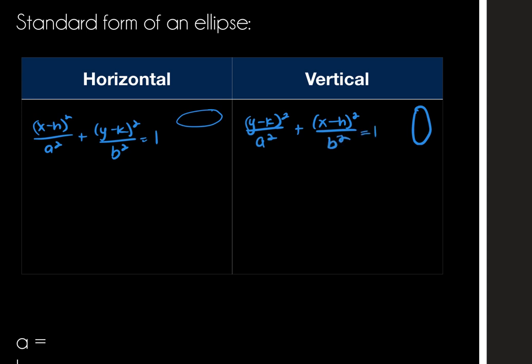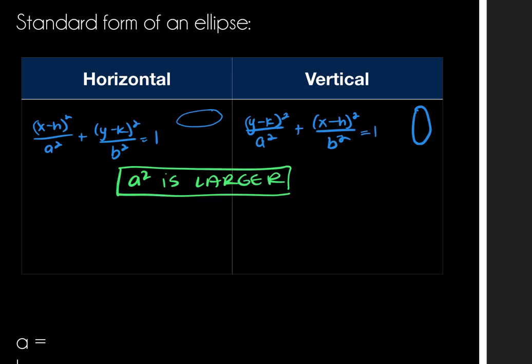And how do you know what a is in an ellipse? Good. A squared is larger. And for horizontal, your a values are on the x-axis. Correct. And then for vertical, your a's are on the y-axis. Correct.